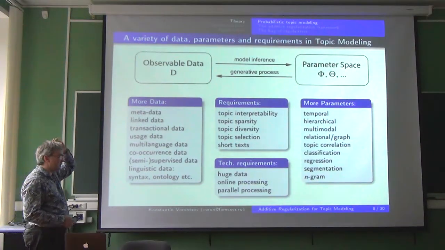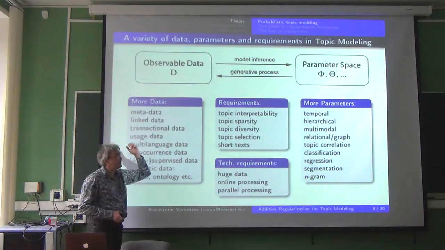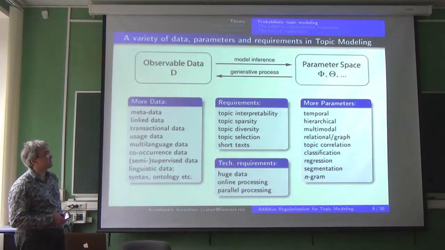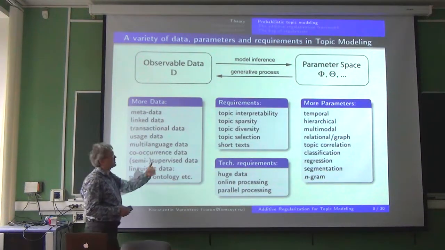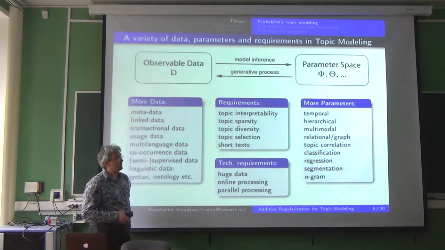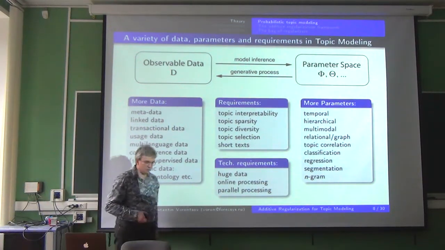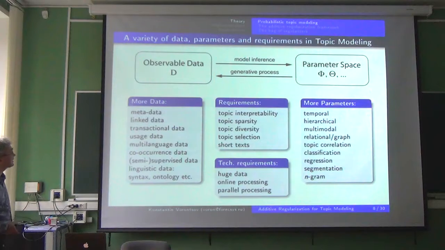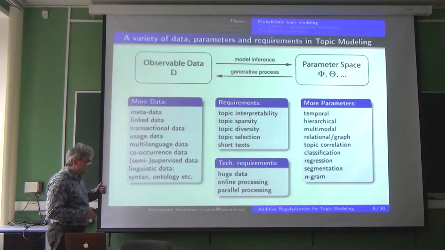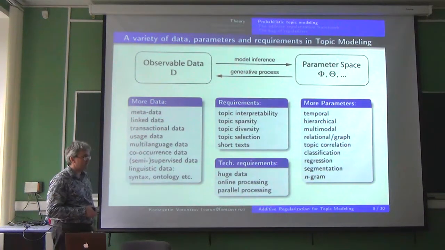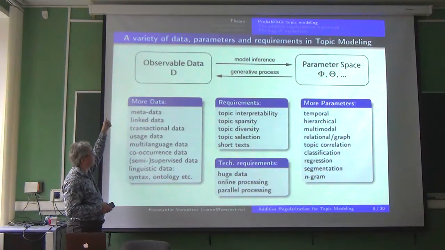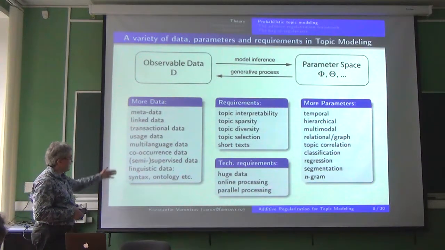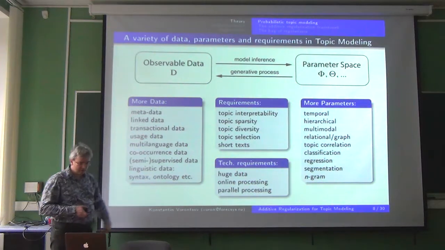So this is the scheme of topic modeling. We have observable data, and we have a hidden space, the space of model parameters. The generative process generates the text collection from the parameters, but we solve the inverse problem: how to identify the parameters given the collection in the observable data. But in practice, there are many additional data in applications, for example, meta information about documents, linked data, transaction data, data about users, linguistic data, and so on.